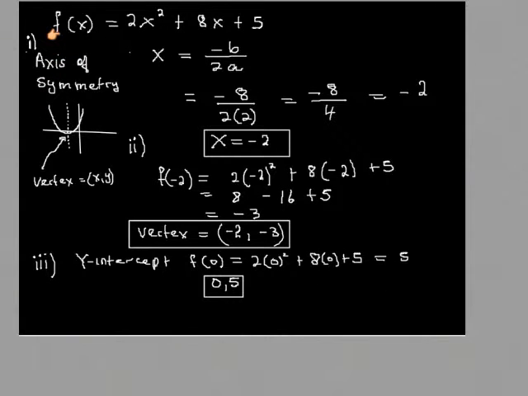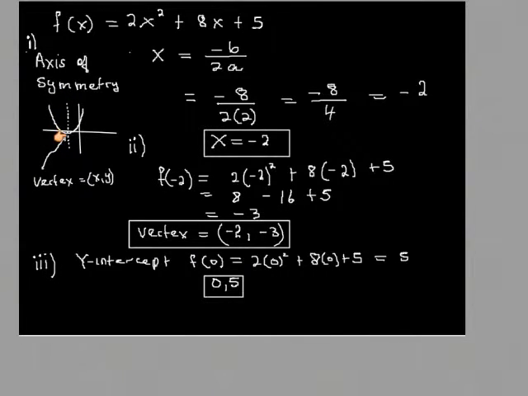Let's go ahead and discuss this function here. f of x is equal to 2x squared plus 8x plus 5. In order to sketch this graph, we need to collect some information. First, I want to figure out what my axis of symmetry is. The axis of symmetry is given by the equation x is equal to negative b over 2a. b is 8, so it's negative 8 over 2 times the value a, which is 2. And we get negative 8 over 4, which is negative 2. So the equation for the axis of symmetry is x is equal to negative 2. And that's the dotted line here.